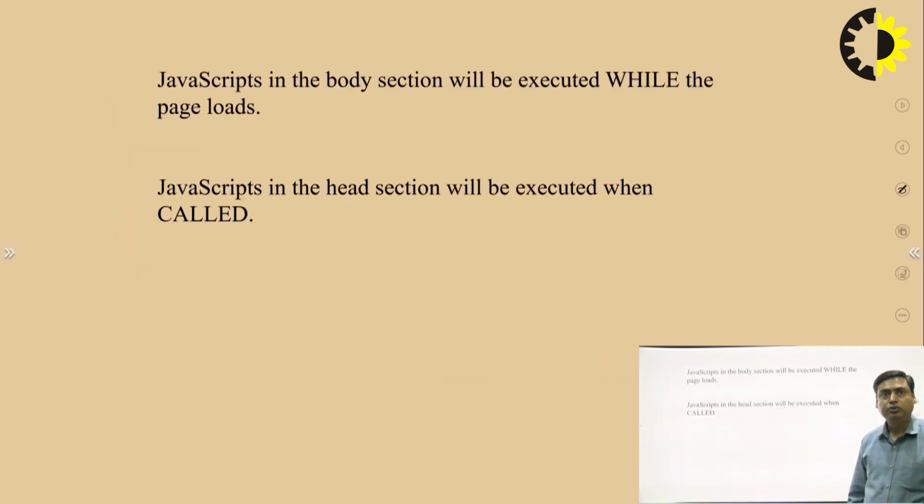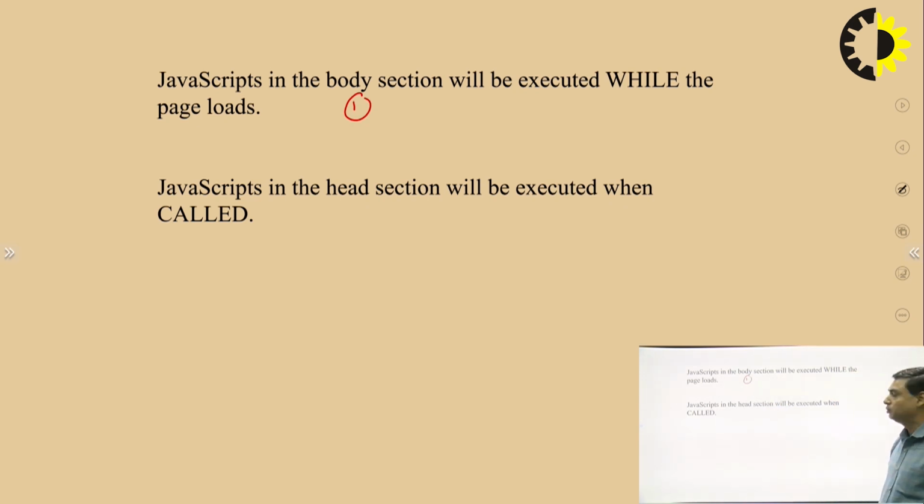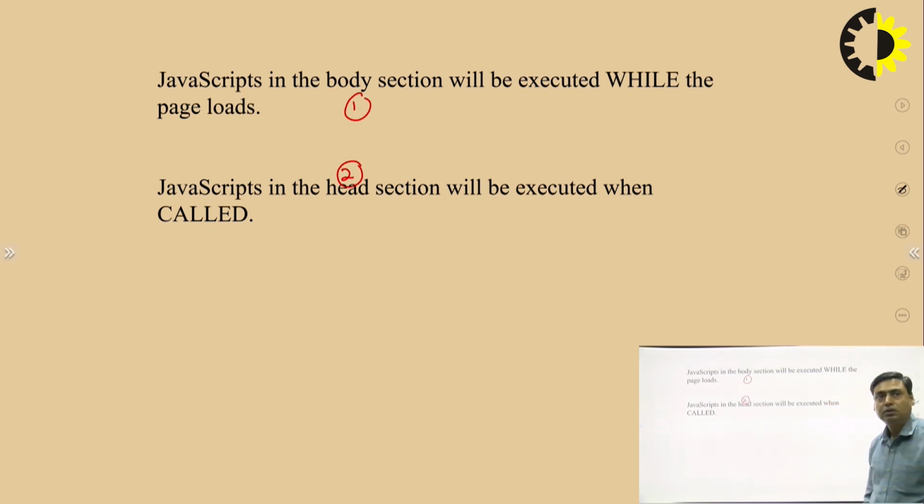Now, there are basically two main approaches to writing JavaScript. The first is to put the JavaScript in the body section. In that case, whenever the page is loaded, it will be executed immediately. In the second approach, you put the JavaScript in the head section, meaning that the JavaScript is executed when we call the function. The recommended option is to put your JavaScript in the head section within a function, and whenever it is required, you just call it.